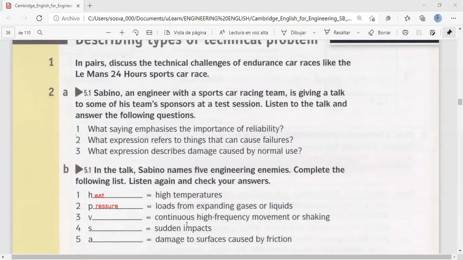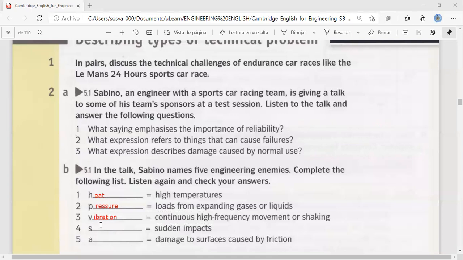Then the third one. It's with V, and it says continuous high frequency movement or shaking. Something continuous, without breaks. Vibrations. Exactly. So we read vibration.